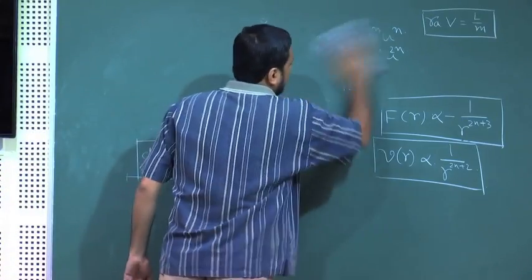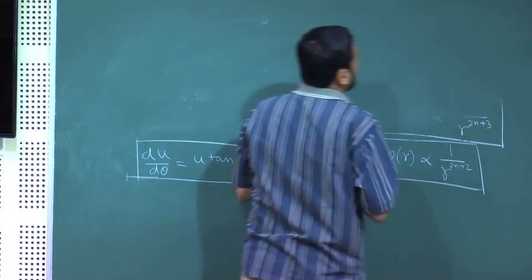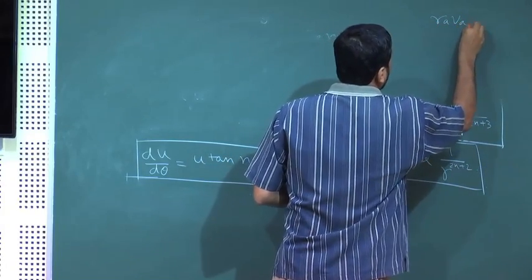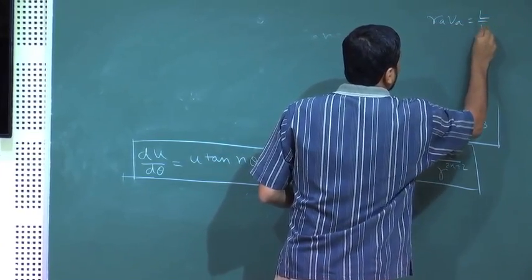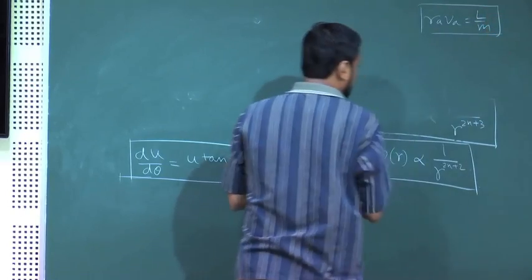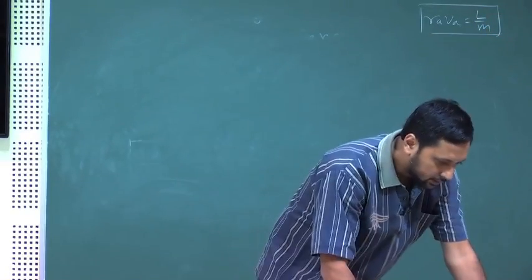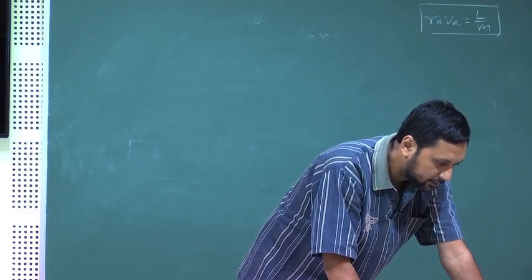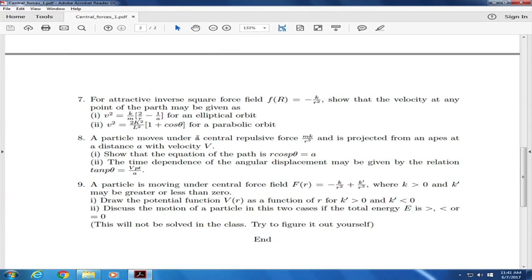Now, let us move to the next problem. We need this especially for the next problem. What is the statement of the next problem? It says, a particle moves under a central repulsive force proportional to mk by r cubed and is projected from an apse at a distance a with velocity v. Okay. So, r equals a and the velocity is given by capital V. Show that the path is given by r cos p theta equal to a.